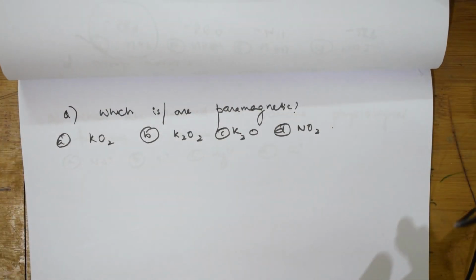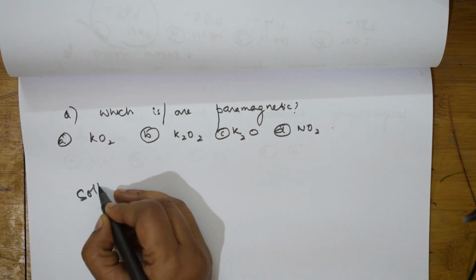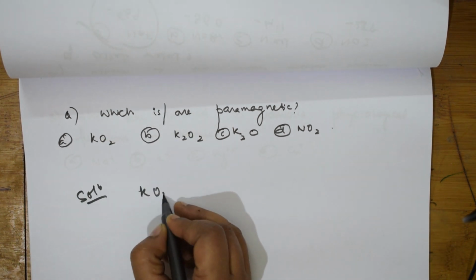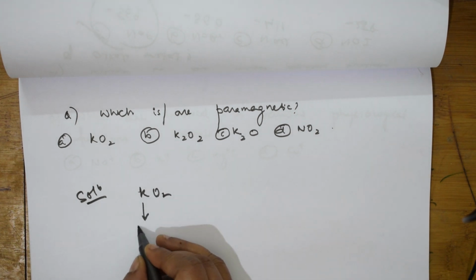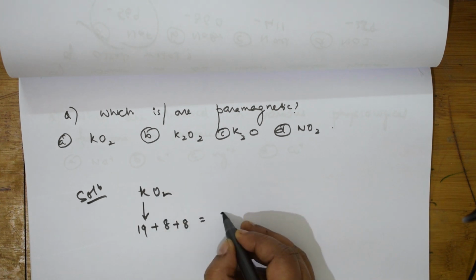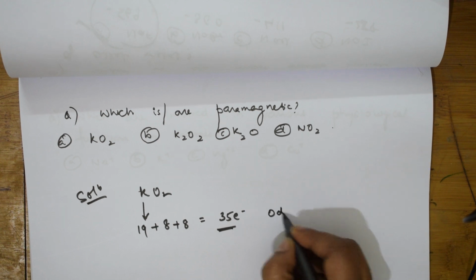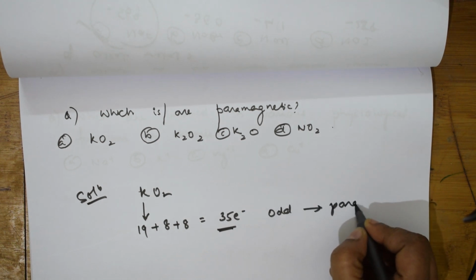Yes. Next question. Which ion is paramagnetic? Okay. So when they give you the paramagnetic concept, remember what this is. Paramagnetic is nothing but the number of unpaired electrons, isn't it? How do you take this? Just simple, I'll tell you. Let me take KO2. The atomic number of K is 19, one oxygen is 8, one more oxygen is 8. Together 35. 35 is an odd number, isn't it? So when it is an odd number, that means it is paramagnetic in nature.